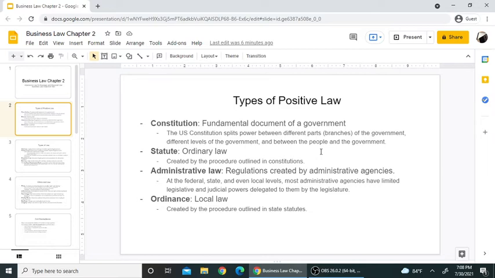So oftentimes they'll have limited powers, legislative and judicial, delegated to them by the legislature. The reason that Congress, in the case of the federal level, does this is because they may not have all the expertise that many of the employees of the executive branch have, so they will delegate the power to create some limited regulations to the administrative agency. For example, the Social Security Administration has the power to set out certain rules on how it'll distribute the benefits that it's required to distribute under the law.